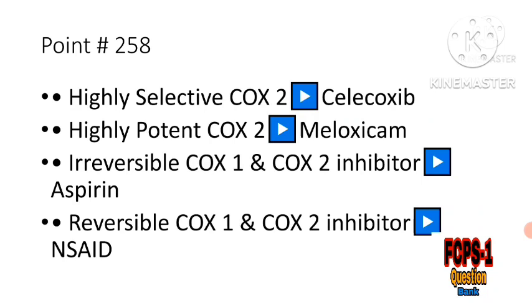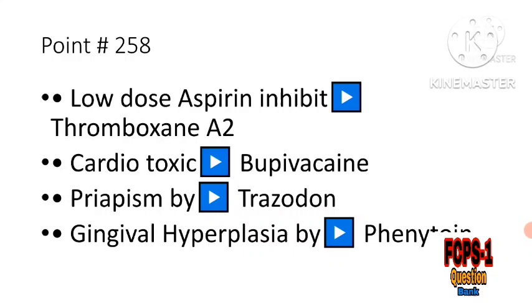Highly selective COX-2 inhibitor is celecoxib, and most potent COX-2 inhibitor is meloxicam. And which of the following is irreversible COX-1 and COX-2 inhibitor? It is aspirin. And reversible COX-1 and COX-2 inhibitor is the NSAID. So low dose aspirin inhibits thromboxane A2.